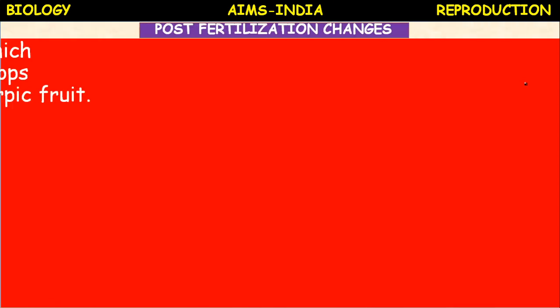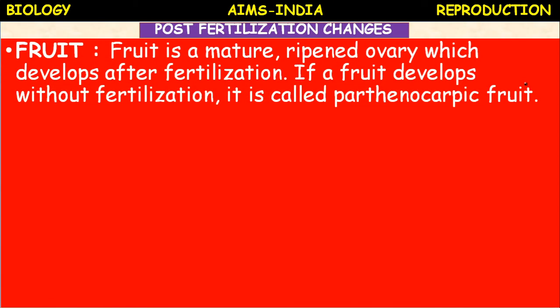Next, post fertilization changes. What are the changes that occur after fertilization, or we can say formation of fruit and seed? In angiosperms, the seed is the final product of sexual reproduction. It is often described as a fertilized ovule. The seeds are formed inside the fruit. Fruit is a mature, ripened ovary which develops after fertilization. If the fruit develops without fertilization, then it is called a parthenocarpic fruit. A parthenocarpic fruit is a fruit without seeds. Seedless fruits we will say, that is parthenocarpic fruit.